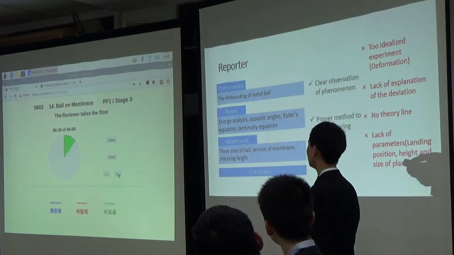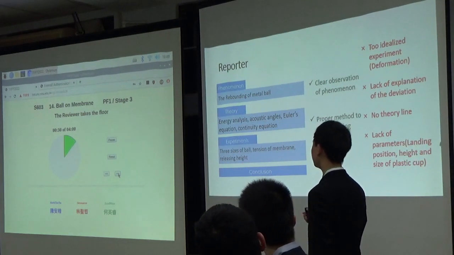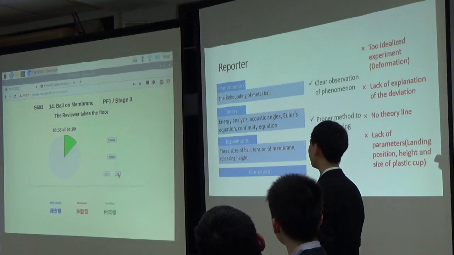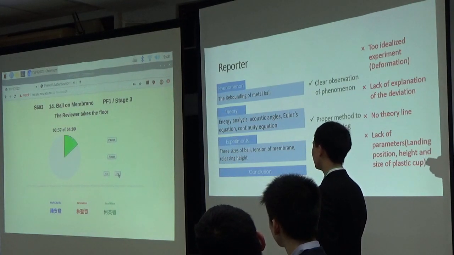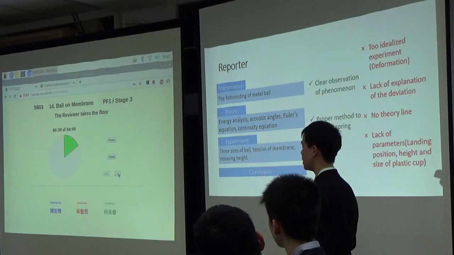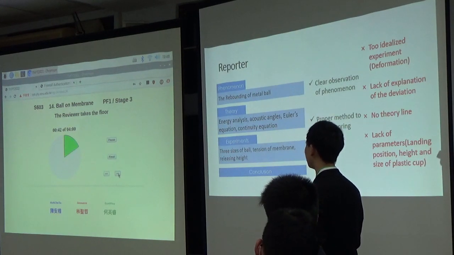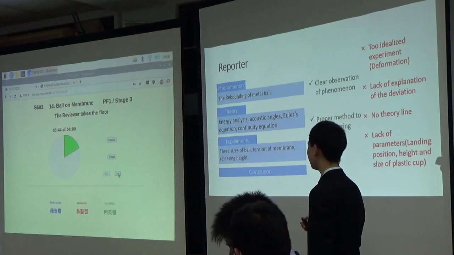And for the reporter's outline, for the phenomenon part, he had an observation about the rebounding of the metal ball, and theory in regards to energy analysis, acoustic angles, Euler's equation, and the continuity equation. And he did experiments on parameters including 3 sizes of ball, tension of membrane, and releasing height.